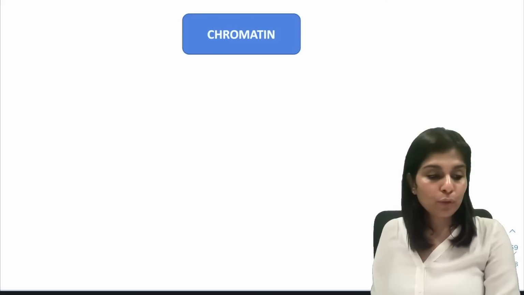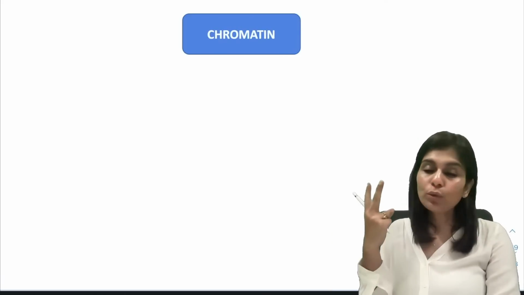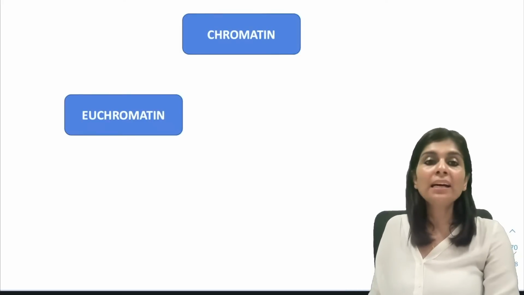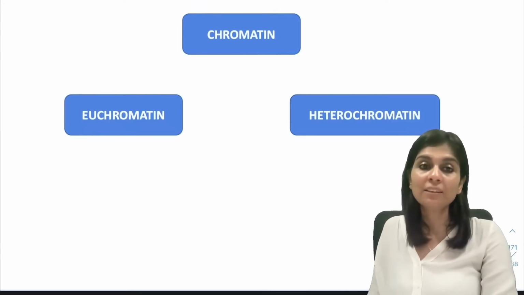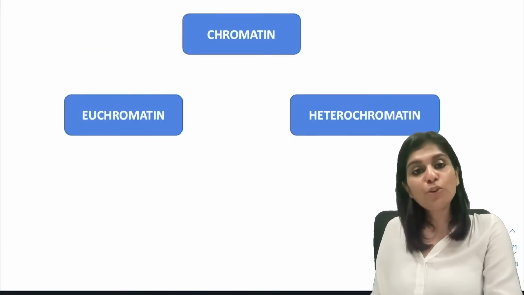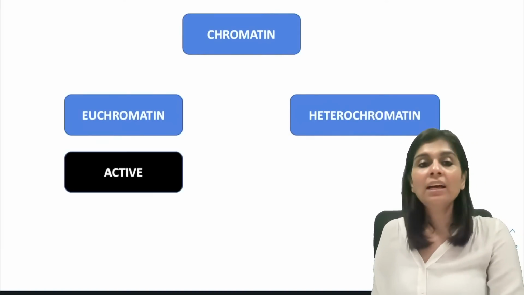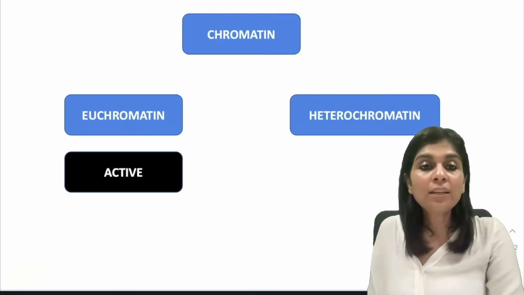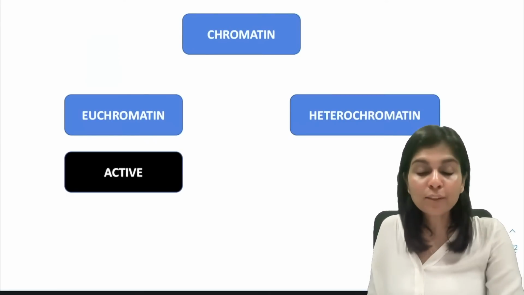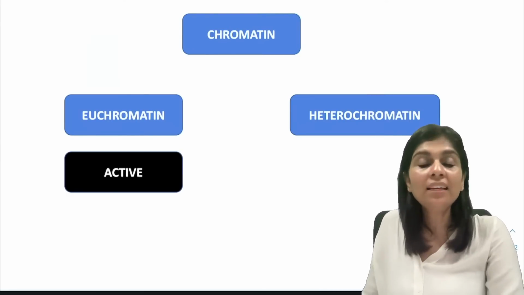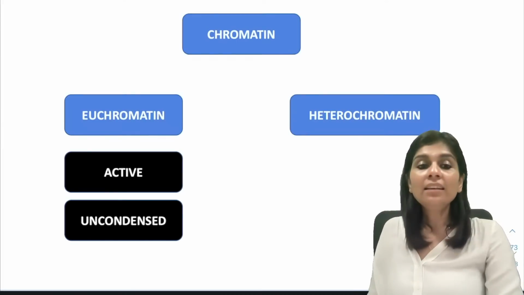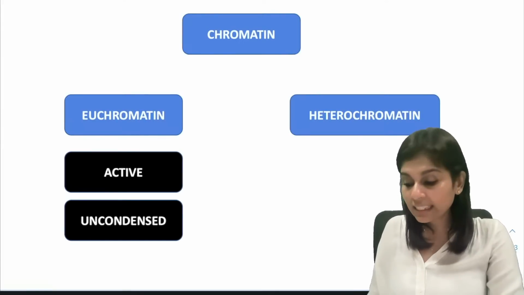Now, what are the types of chromatin? There are two types of chromatin. One is euchromatin, the other one is heterochromatin. What is euchromatin? Euchromatin is the transcriptionally active region of a chromosome. When I say it's transcriptionally active, will it be condensed or uncondensed? For it to be active, it has to be uncondensed. When it is uncondensed, it will stain less densely.